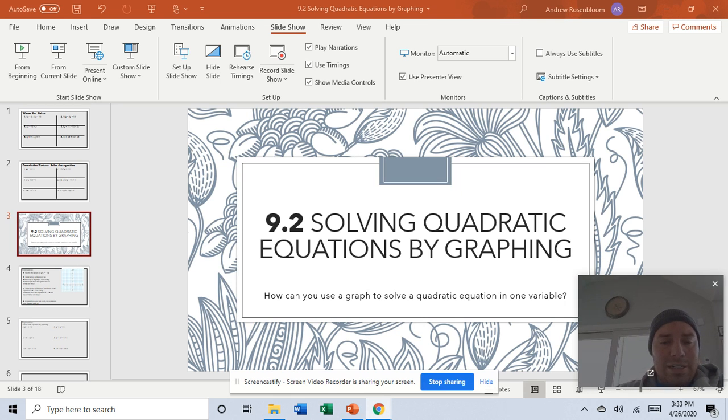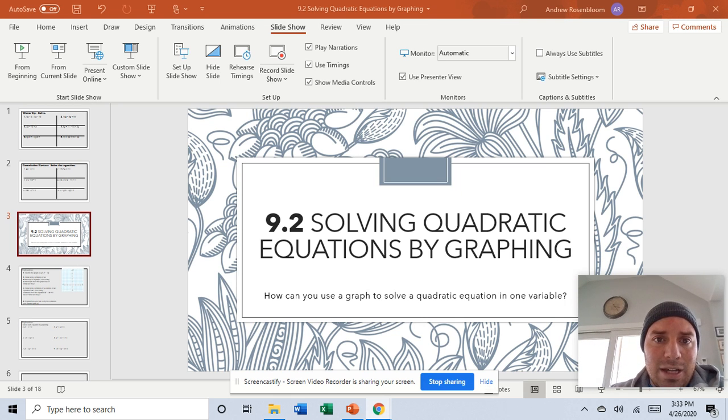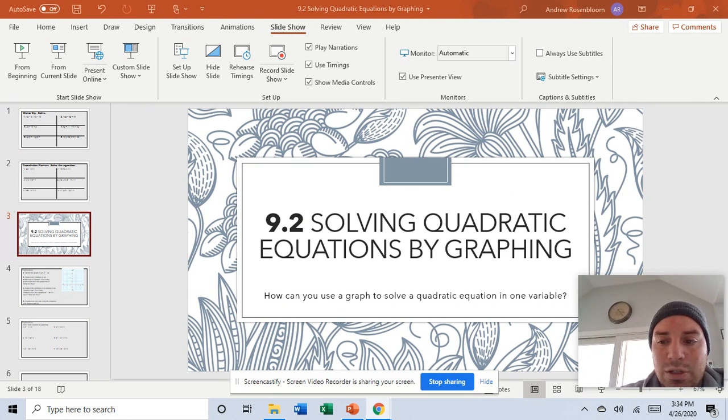What's up, guys? We're going to continue with Chapter 9. This lesson's on solving quadratic equations by graphing. You'll see it's a pretty easy lesson because we did graphing all of last chapter. This whole chapter is all about different techniques that you can use to solve a quadratic function. So here we go.